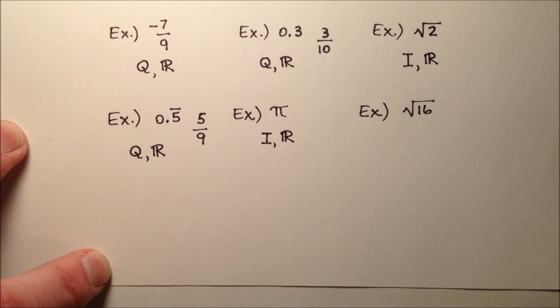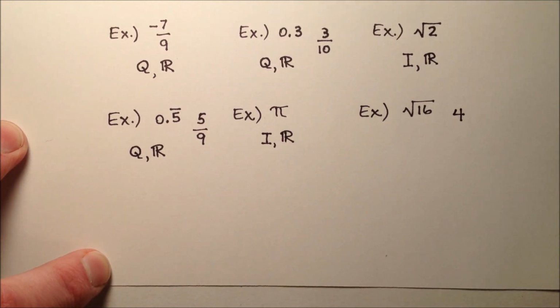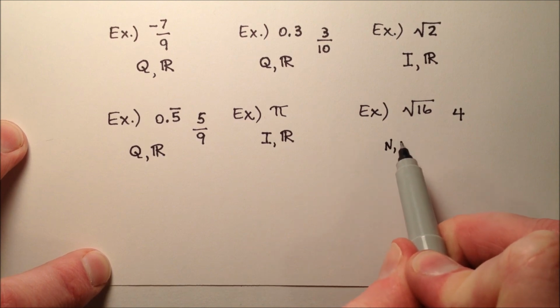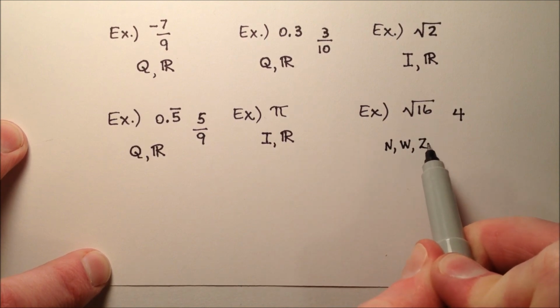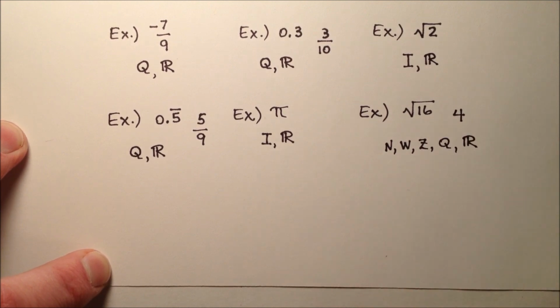Our final example is the square root of 16. We have to be careful with this one, because we noticed in another example that square root of 2 was irrational. But the square root of 16 can be simplified because it's a perfect square. The square root of 16 can be simplified to 4, because 4 times 4 makes 16. In this case, 4 is going to be a natural number, it's going to be a whole number, it's going to be an integer, it's going to be rational, and it's also going to be real.